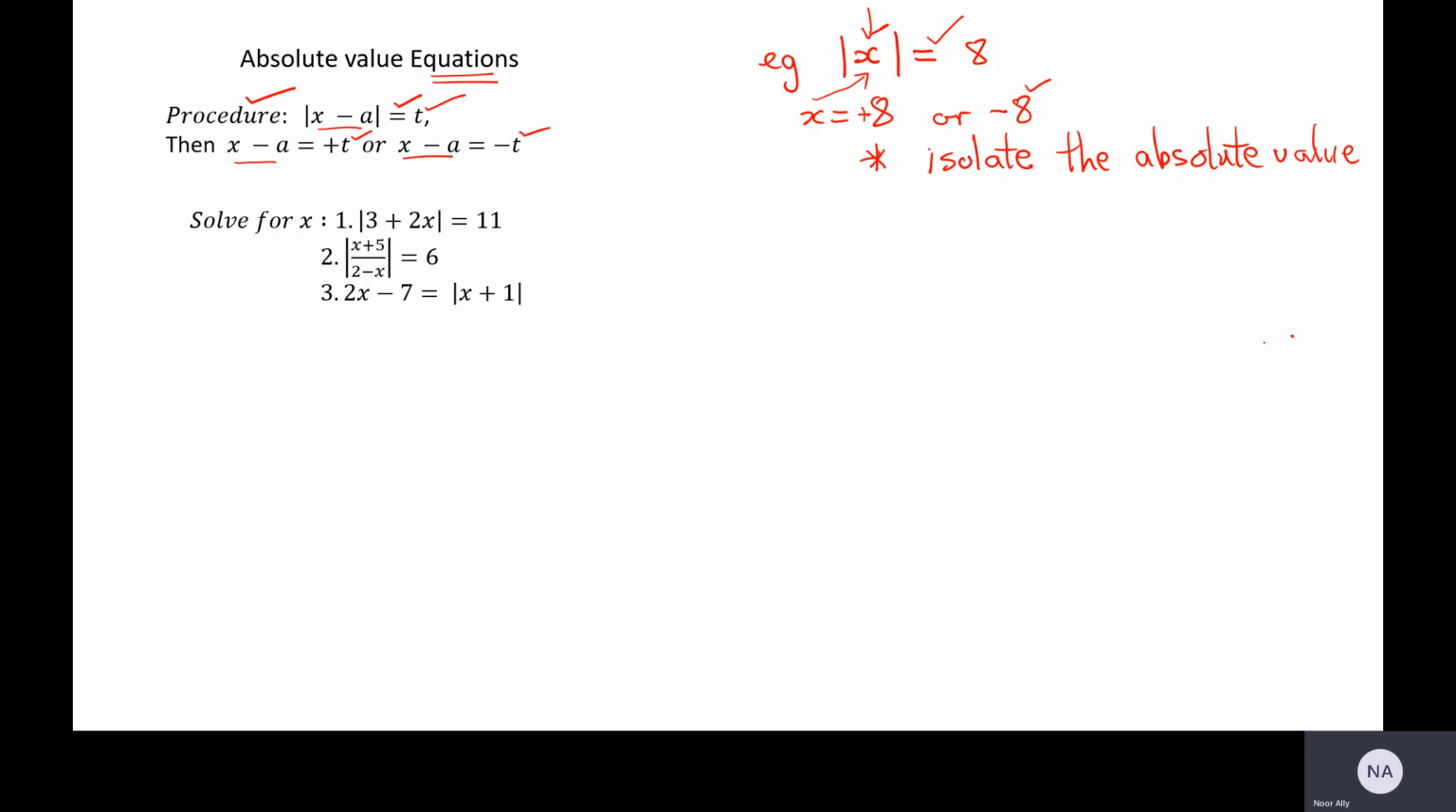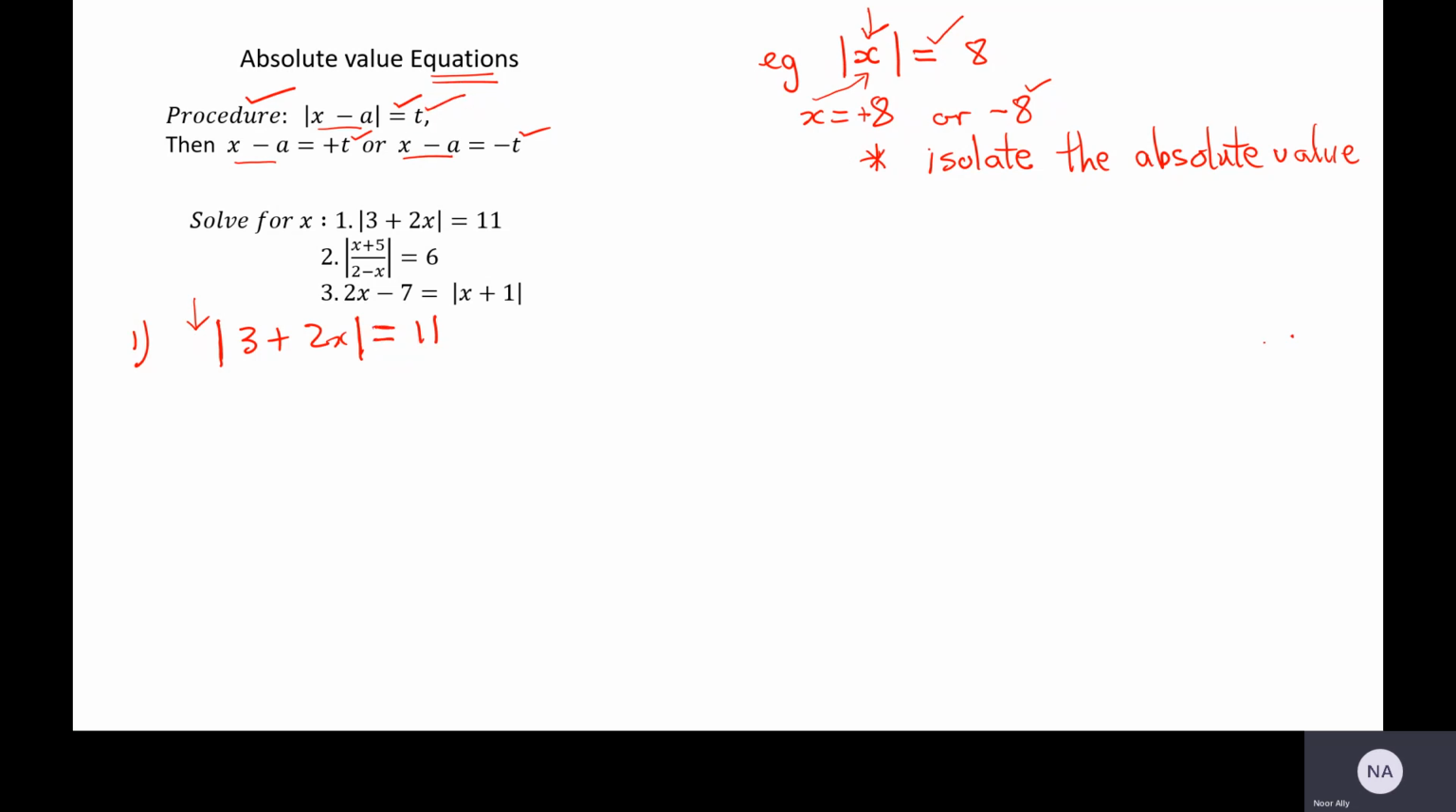So let's do these. Number one, the absolute value of 3 plus 2x is equal to 11. And look, we can consider going back to the actual definition and talk about distances, but it becomes a bit cumbersome. So if we can apply this procedure, it will make it a lot easier. So firstly, is the absolute value isolated? Yes, it is. There's no number before. Well, there is, and that's 1. And there's no term that I need to transpose. So the absolute value is isolated.